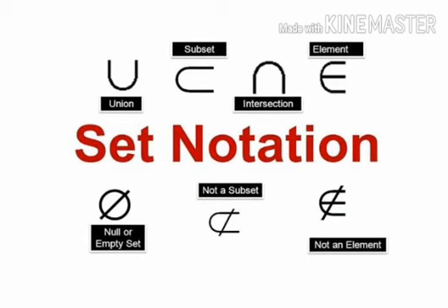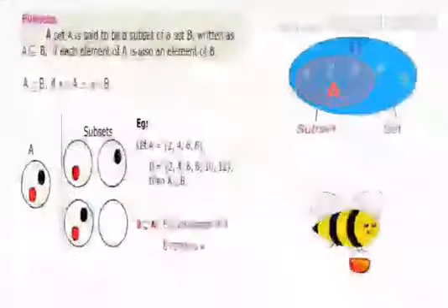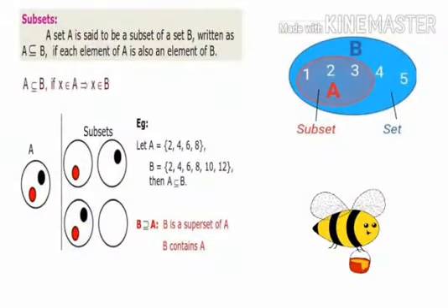The first symbol is union, the second one is subset, the third one is intersection and the fourth one is element. Down below you can see null or empty set, not a subset, not an element. Here you can find subset, not a subset. Next we can see the types of sets, that is, a subset.